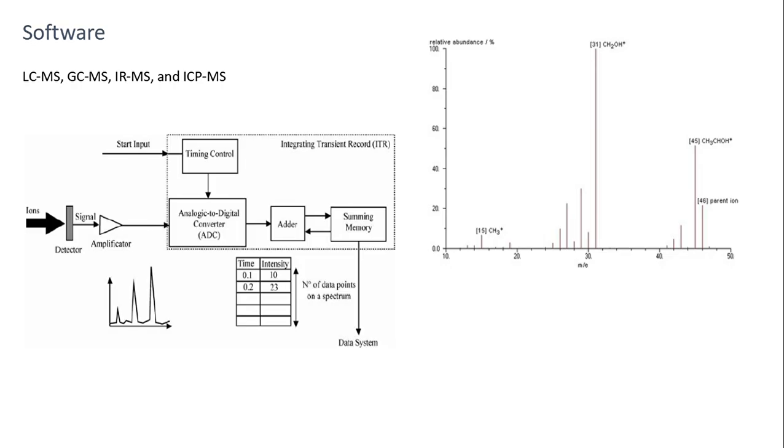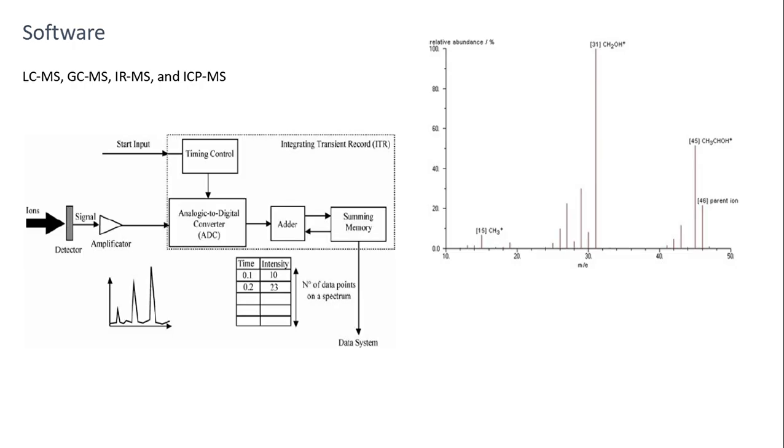So there is lots of software for liquid chromatography mass spectrometry, gas chromatography mass spectrometry, IRMS and ICP-MS. And the process is ion detector, signal amplifier, start input timing control, analog to digital converter, integrating transient recorder ITR, adder, summing memory and data system.